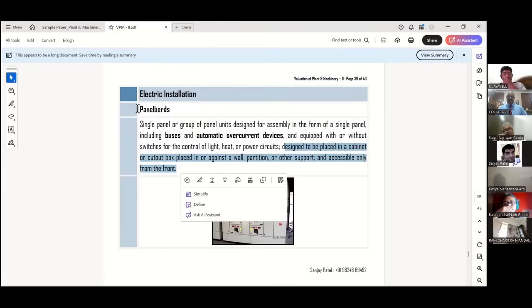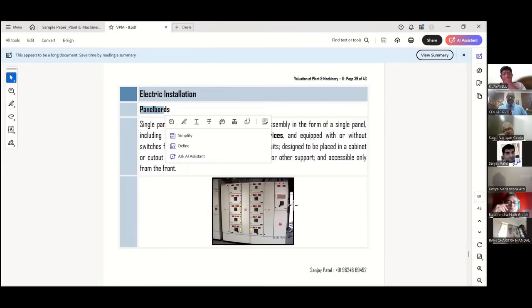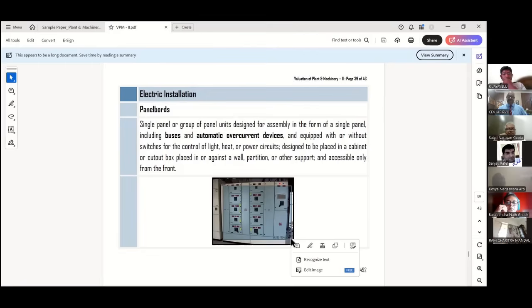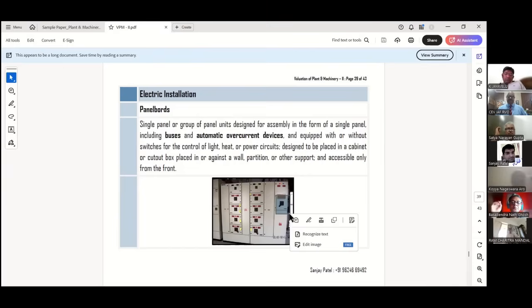So your panel board will always have a single face, meaning front face only. There will be nothing behind it. Mainly in a panel board, you will find the devices to switch on and off, to start and stop. Normally you will not find anything else. In a panel board you find the switches to start and stop machines and protecting devices inside it. It is always a front side or one face only.